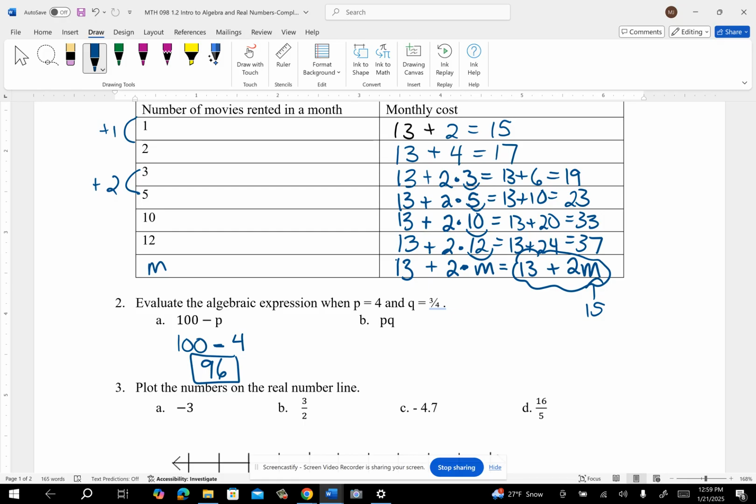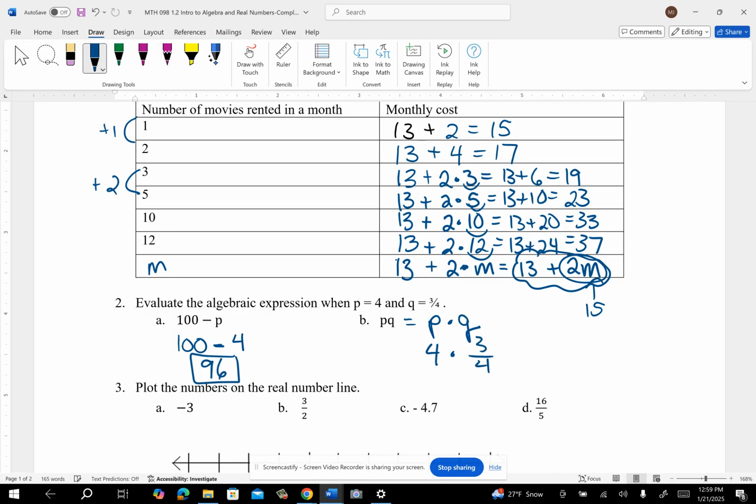Okay? Now on part B, P and Q have nothing in between them. When letters are written like that, or when you have a number and a letter with no operation sign in between, it means multiplying. So this means P times Q. P is 4, Q is 3/4.